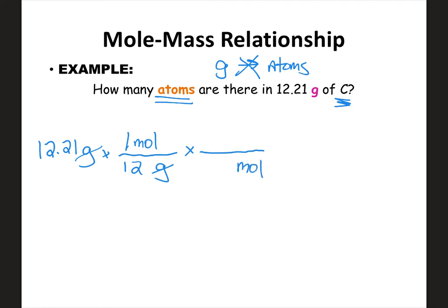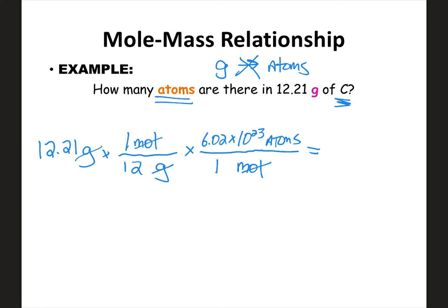I'm still trying to get to atoms. So now I ask myself, do I know a conversion from moles to atoms? And now the answer is yes. I know that for every 1 mole, there's 6.02 times 10 to the 23rd atoms here. Moles on top, moles on bottom, they cancel. Now I'm in atoms. So this just involved an extra step because you can't go directly from grams to atoms or from atoms to grams.